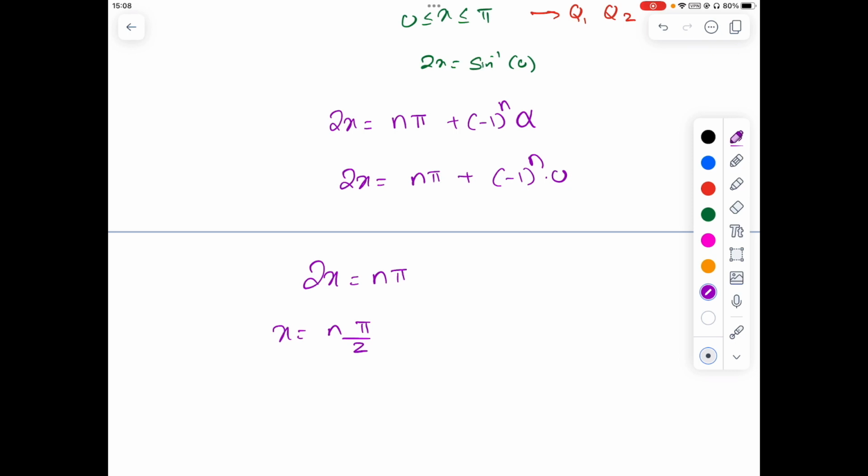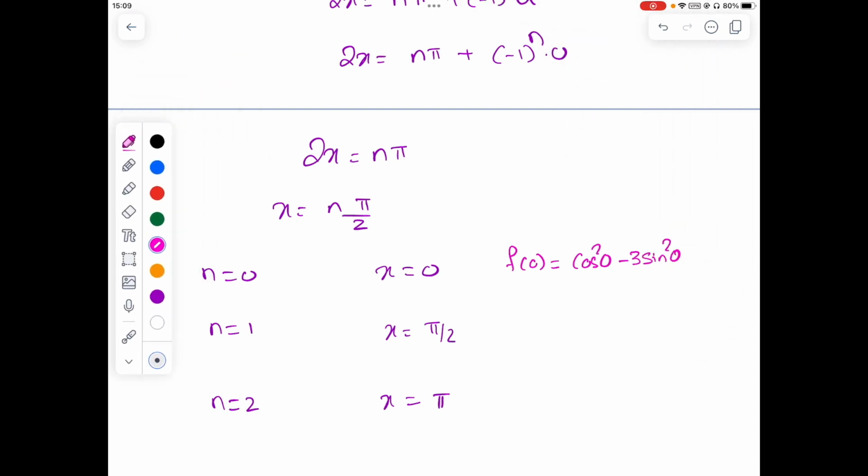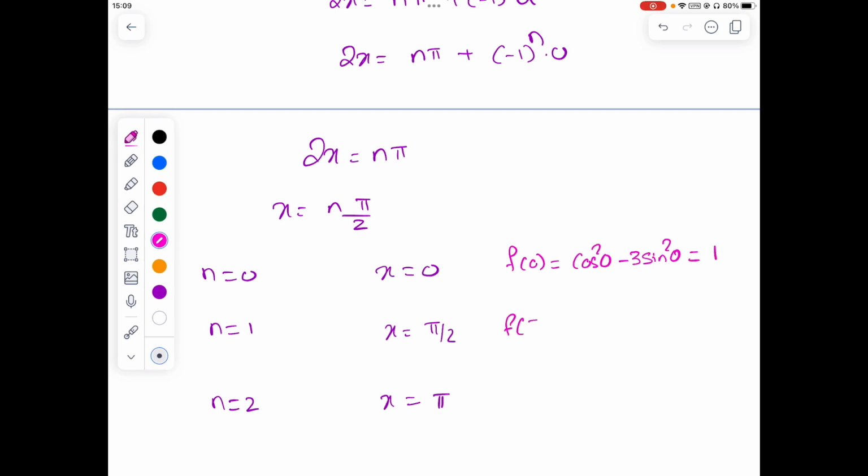Now plug in n equals 0. So I get x equals 0. For n equals 1, I get x equals pi by 2. For n equals 2, I get x equals pi. Now I have to get the values of the coordinates. So f of 0, when you do that, cos square 0 minus 3 sine square 0, this is going to be 1.